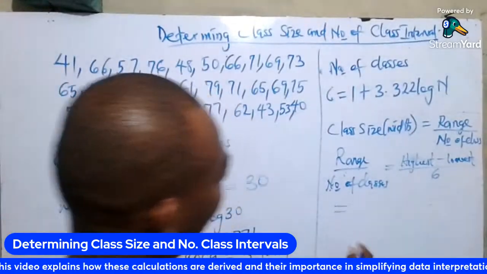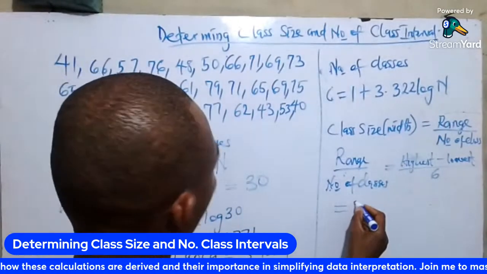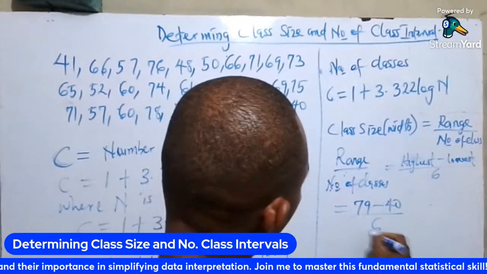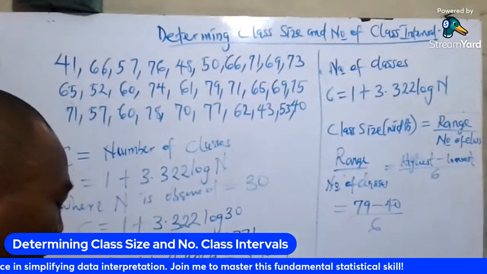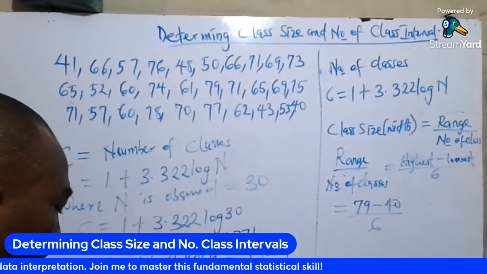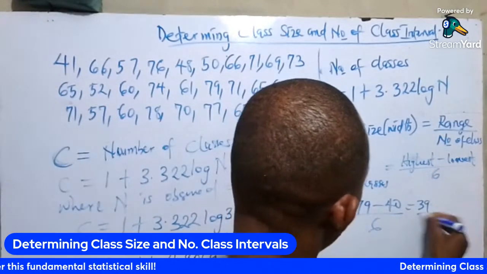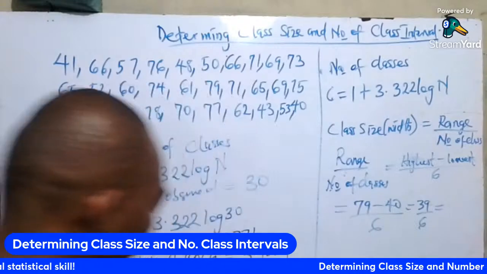So the highest figure here is 79, minus the lowest figure, which is 40. Let's take 40 away from 79. That will give us 39, to be divided by 6. Let's divide 39 by 6.